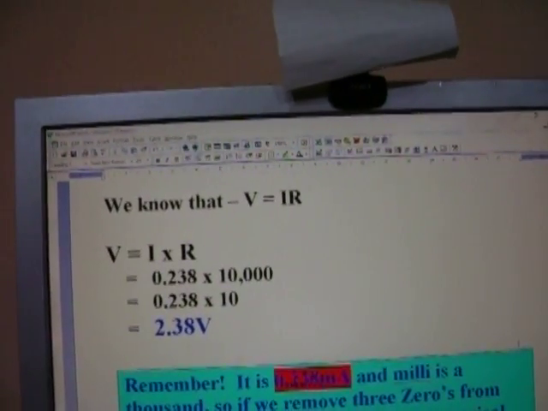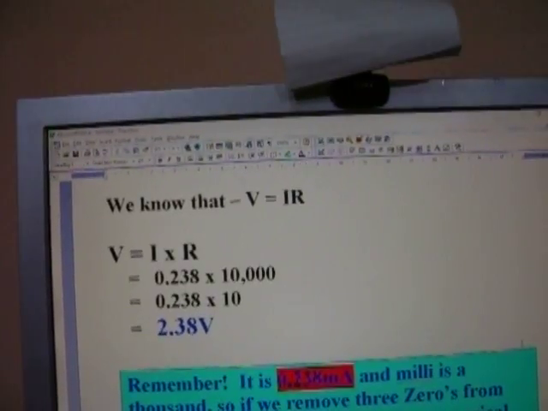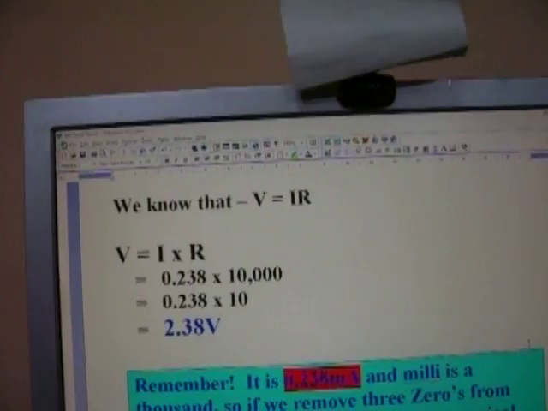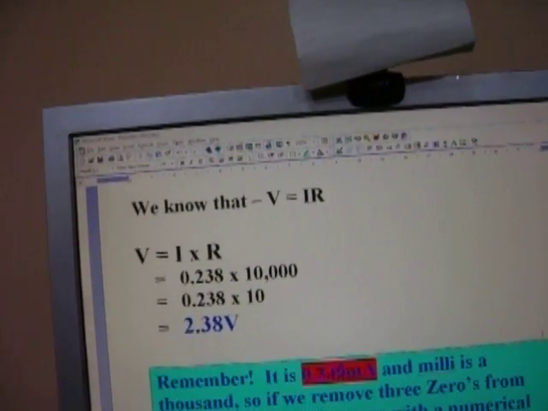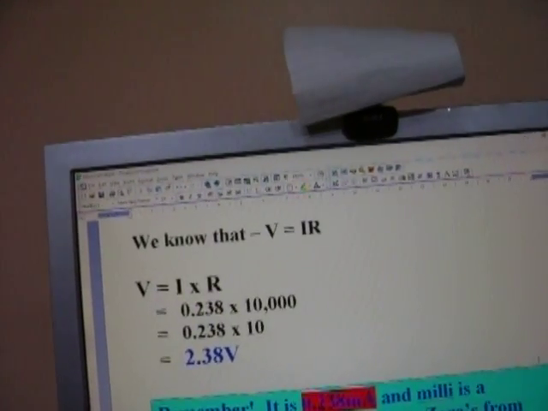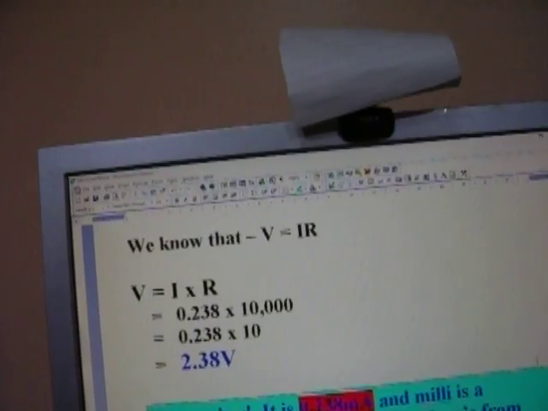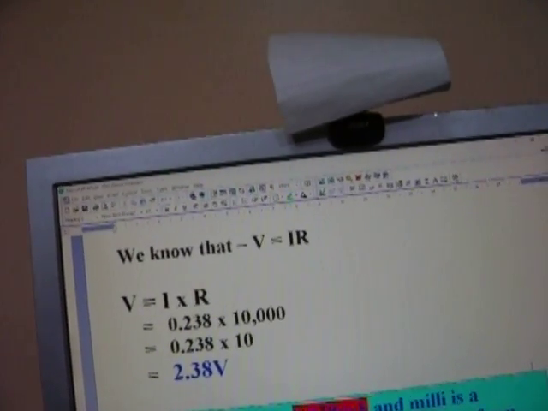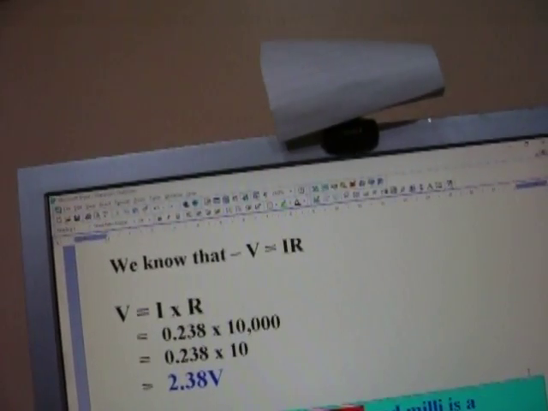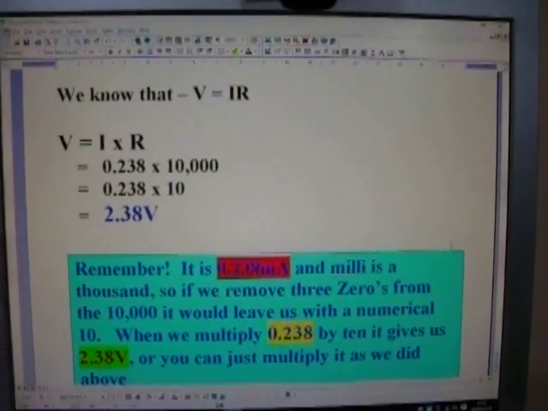But some of you will look and see what I've done, and please make sure you understand how we have arrived at 2.38. Do the working out for yourself. It will be 0.238 times 10 to the minus 3 times 10,000. It will still give you 2.38 volts. Remember, it is 0.238 milliamps. A milli is 1,000. So if we remove 3 zeros from the 10,000, it will leave us with a numerical 10. When we multiply 0.238 by 10, it gives us 2.38 volts, or you can just multiply it as we did above.